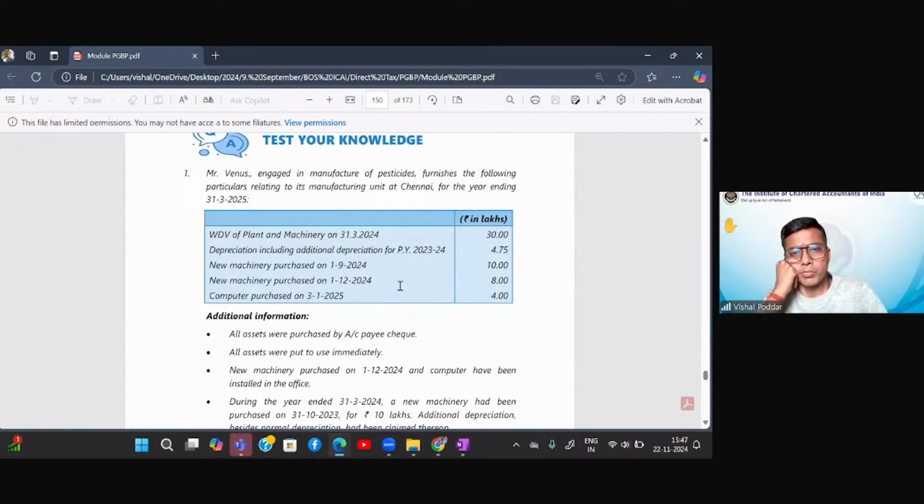3.334. So what is given? Messrs. Venus engage in manufacture of pesticide, furnishes the following particulars relating to his manufacturing unit at Chennai. WDV as on this date, so it is your opening WDV. Depreciation, including additional depreciation for PY 23-24. New machinery purchase on 1/9/24. New machinery purchase on 1/12/24. Computers purchase on 3/1/25. Okay.